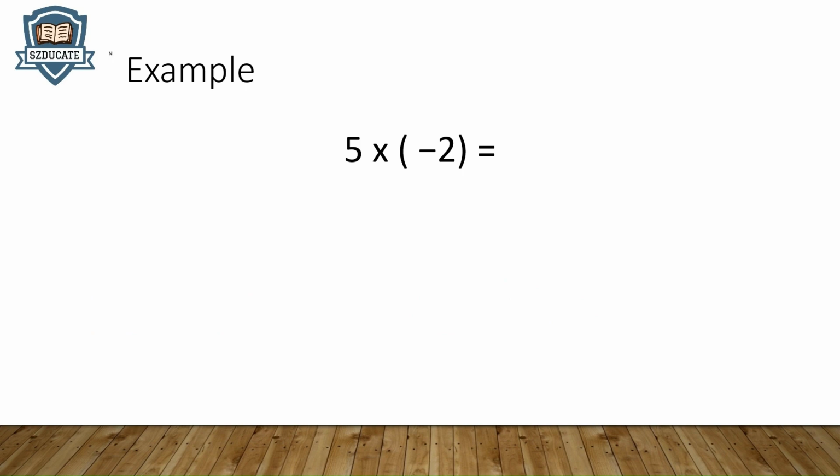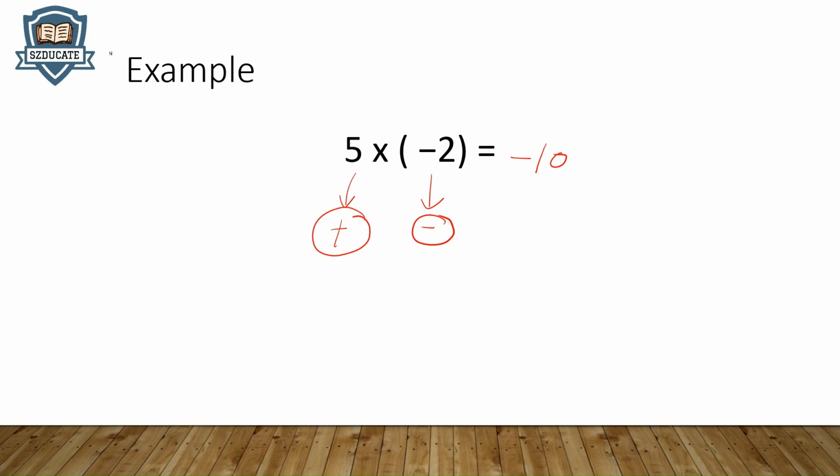5 times minus 2. Now, 5 is a positive number, so the sign is positive. Negative 2 is a negative number. The two signs are different, so your result is negative. Then 5 times 2 gives you 10. So just negative 10. Finish.